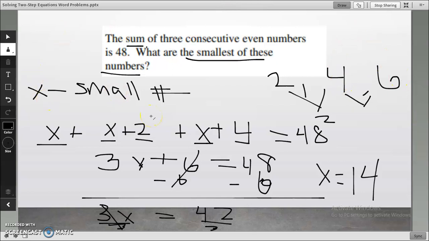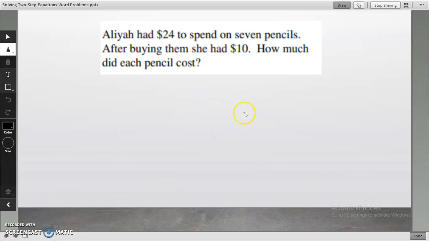They didn't ask about the other numbers, but I know what they are. The other numbers have to be 16 and 18. All right, let's go to the next one. It says, Aaliyah had $24 to spend on 7 pencils. After buying them, she had $10. How much did each pencil cost?